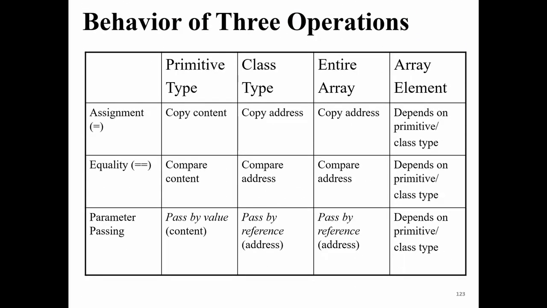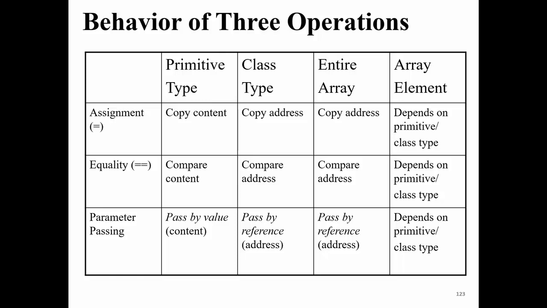Okay, so the behavior of the assign operation with a primitive data type is copying the content, with a class it is copying the address, and with an array it is copying the address, with the elements depending on the element type. Because if you are using the assign operator with an array of rectangles, the elements are actually class data types, so it will be copying addresses. If you are using an array of primitive data type, it will follow the primitive data type, which is copying the content. So the assign operator has different behavior. With a primitive, you copy the content. With a class, you copy the address. With an array, you are copying the address.